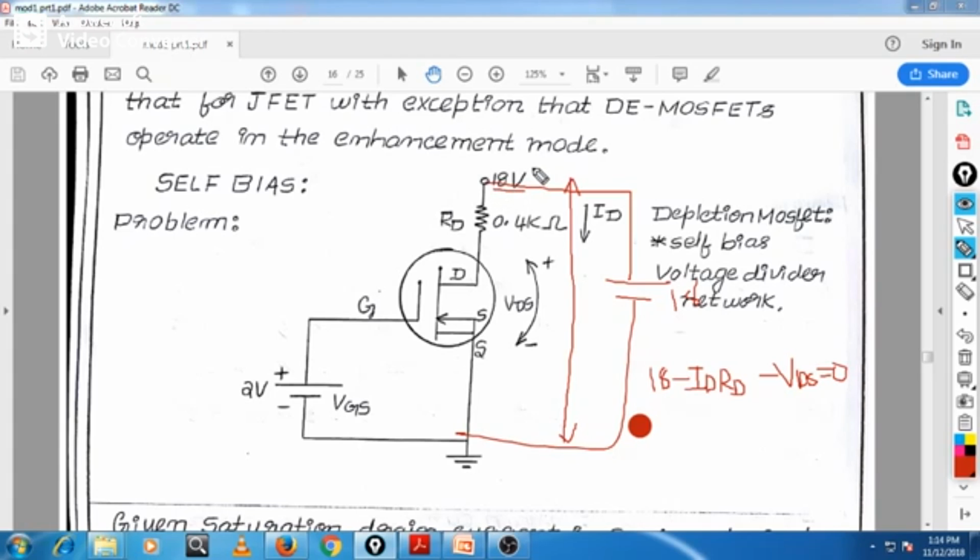So 18 is nothing but our VDD. Here we have single-ended notation, which means you just show plus 18 volt. But how will we connect it in the real scenario? We will connect it something like this, plus and minus. So 18 minus ID RD. Here the current is ID, and when this current flows through this resistor, there is a drop IDRD, minus the drop across drain to source VDS, is equal to 0. This is called the Kirchhoff output law.